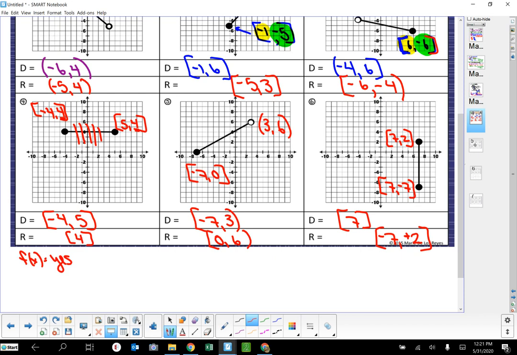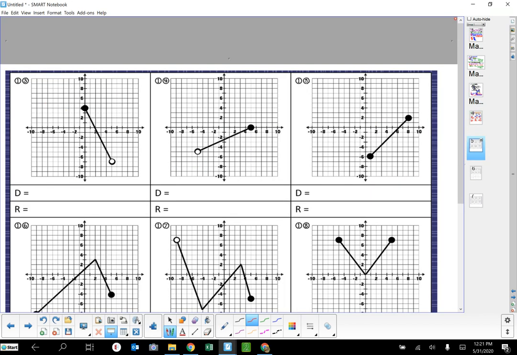Here's a couple more you can try. All right, if you'd like, you can try 13, 14, and 15 up here. Okay, pause, come on back, and put some information in, and then we'll talk about 16 in a minute.